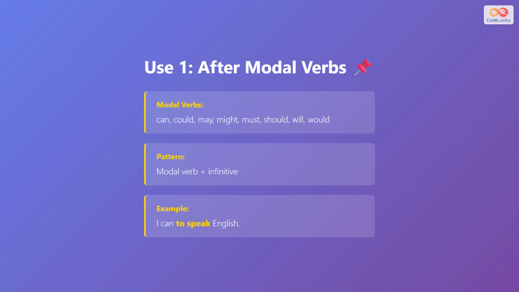Modal verbs are special verbs that show ability, permission, obligation, or possibility. These verbs are can, could, may, might, must, should, will, and would. When we use a modal verb, we always follow it with an infinitive. The pattern is modal verb plus infinitive. For example, I can speak English. She must finish her homework. They will visit us tomorrow. Notice that the infinitive comes directly after the modal verb.